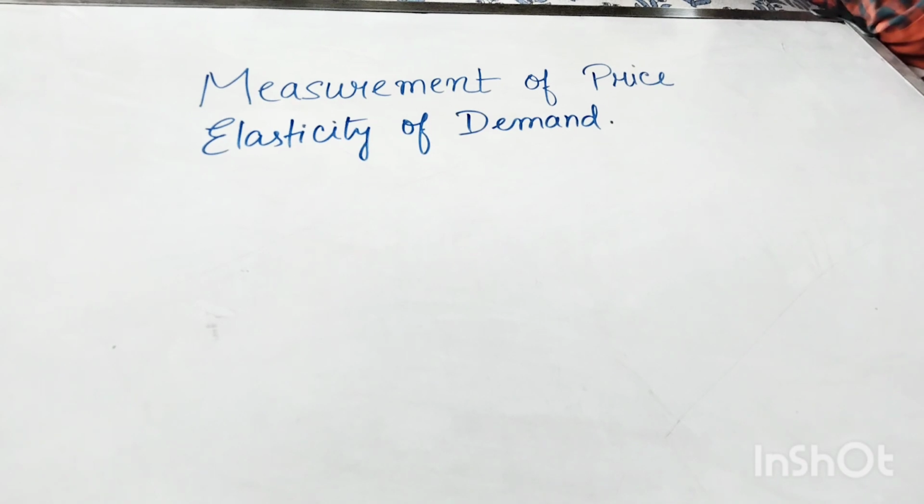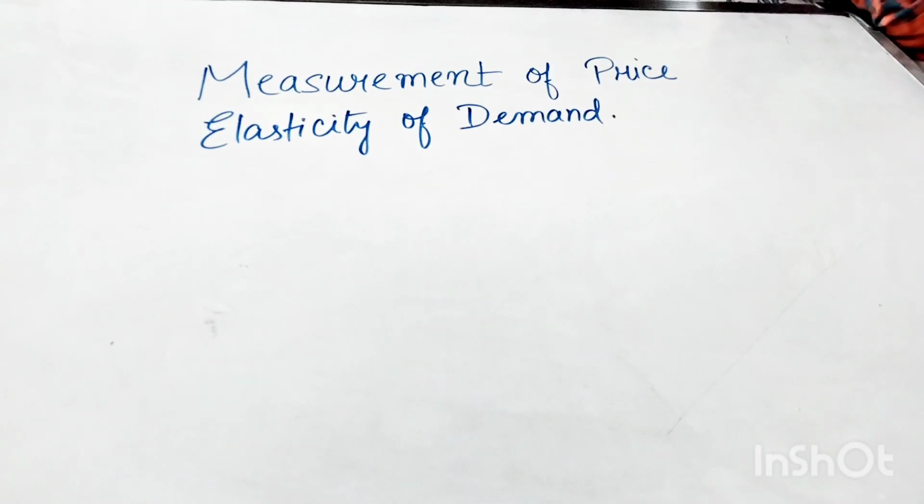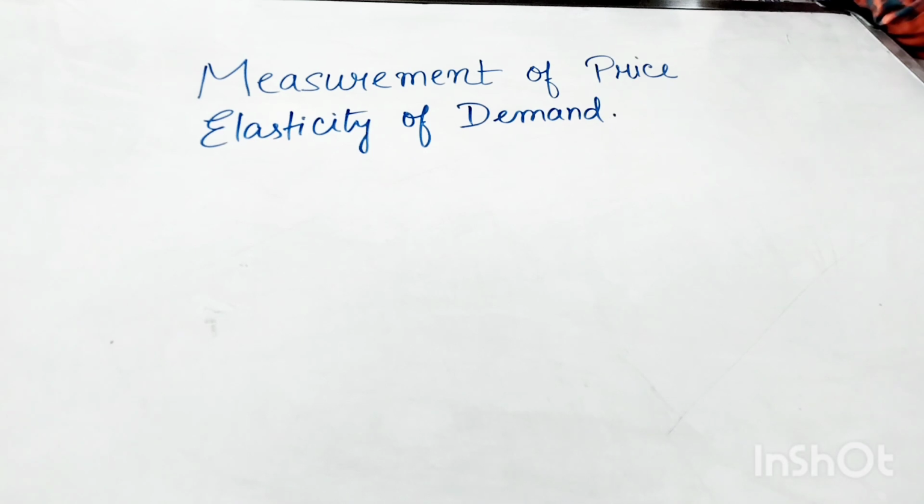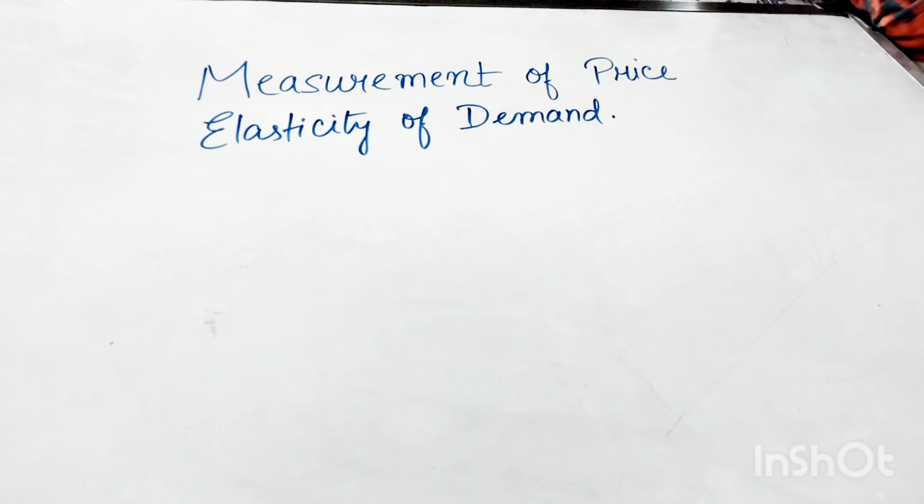So in the previous two videos we are discussing about the measurement of price elasticity of demand. Already we have discussed the total expenditure method. There are three methods of measurement of price elasticity of demand: total expenditure method, point method or the geometric method, and percentage or the proportionate method. We have discussed the total expenditure method and the point method in the earlier two videos. If you haven't seen those videos, please go through them and have a look.